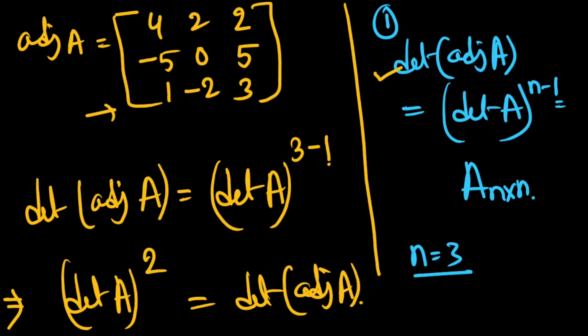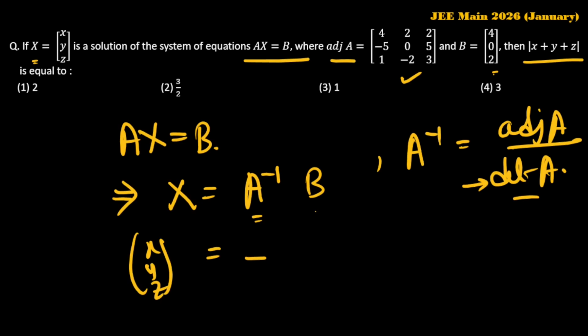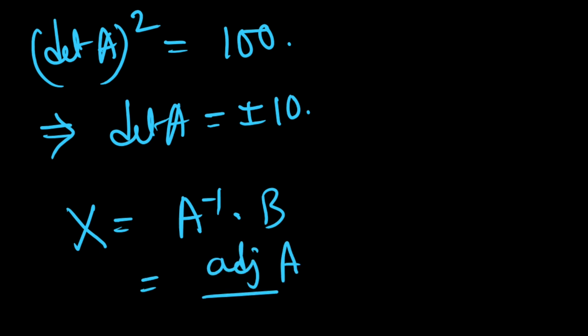Now we put here the value of the determinant of the adjoint of A. So the determinant of A whole squared is equal to 100. This implies the determinant of A is equal to plus or minus 10. So we got this. Now we find A inverse. A inverse is equal to the adjoint of A over the determinant of A. So putting this A inverse value here, we get X. Now X is equal to A inverse into B, that is, the adjoint of A over the determinant of A multiplied by the B matrix.